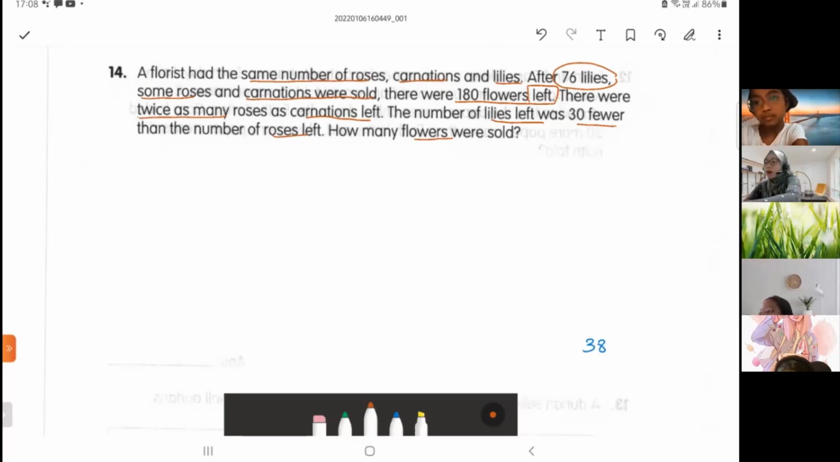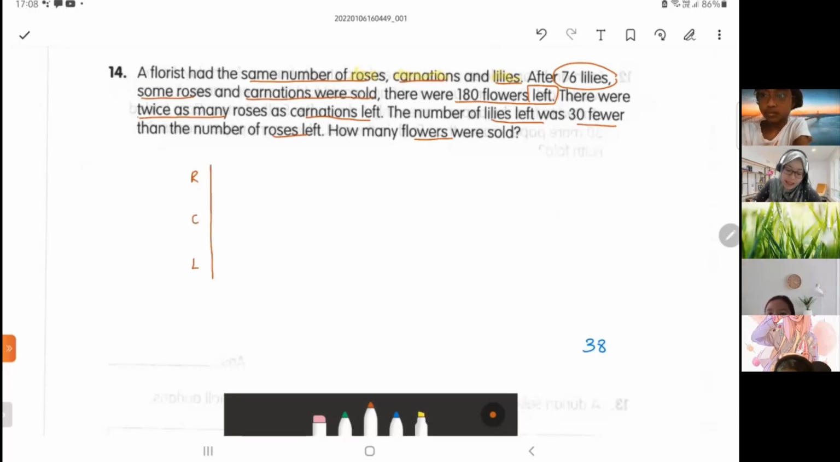We do it slowly. We're going to draw out the model. We try to draw out slowly, okay? Now, we start off with identifying where the flowers are. We have roses, carnations, and the lilies. So we can draw them out. Roses, carnations, and lilies. Okay? Then we can draw the starting point.